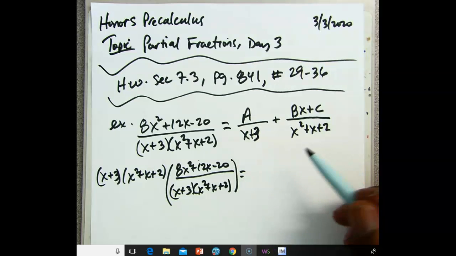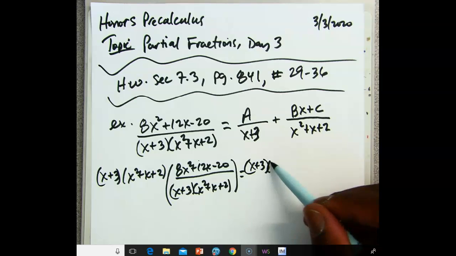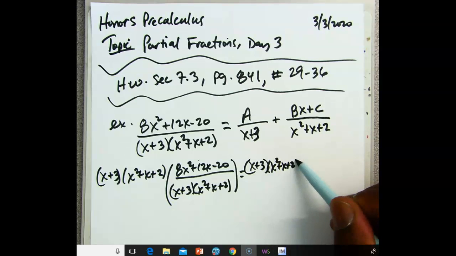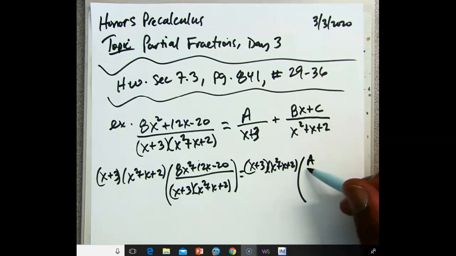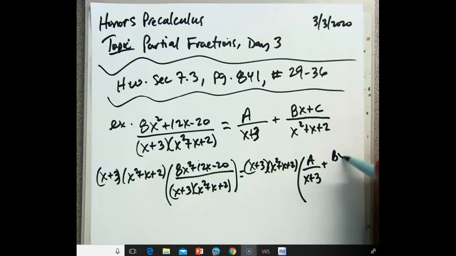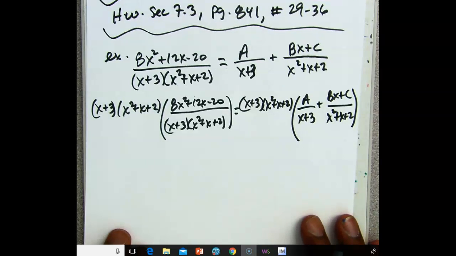That's equal to x plus 3, x squared plus x plus 2, times A over x plus 3, plus Bx plus C over x squared plus x plus 2. So everything else that we've done before is still done the same way.